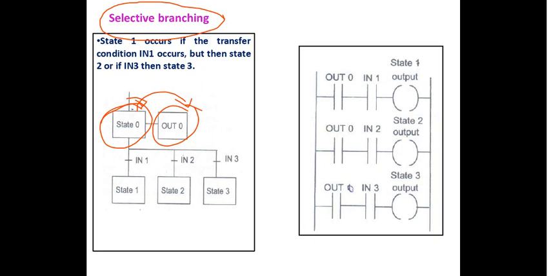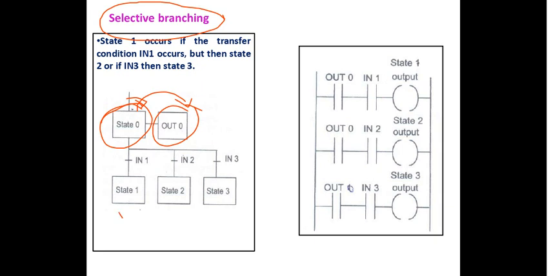Okay, this is called selective branching. Any state occurs if and only if one of the previous state and the corresponding inputs for that state hold good. That is called the selective branching. Now, once the selective branching is known in terms of the SFC, you should be able to draw the corresponding ladder diagram.